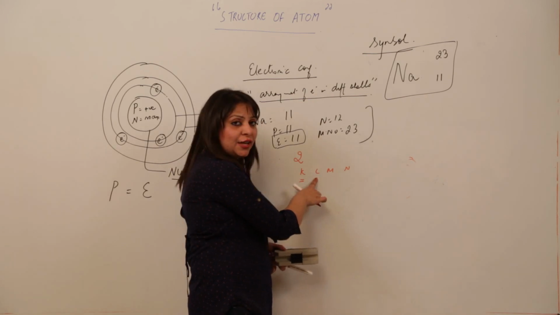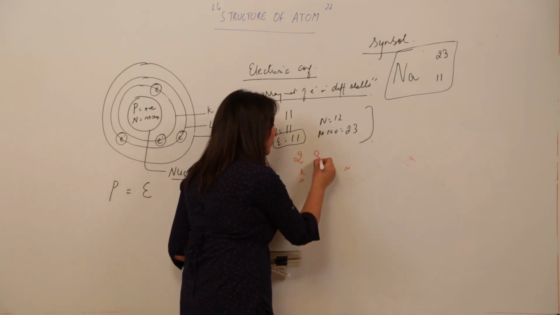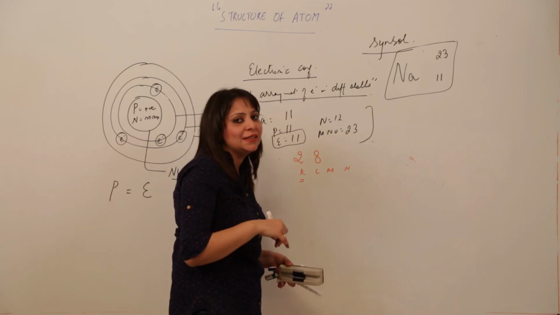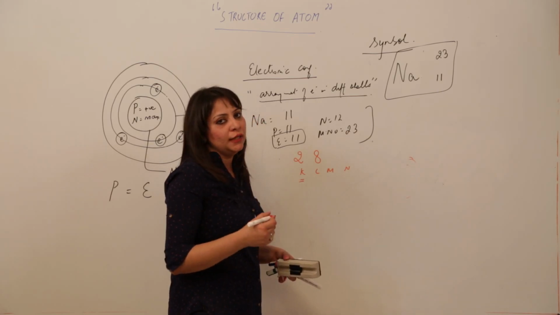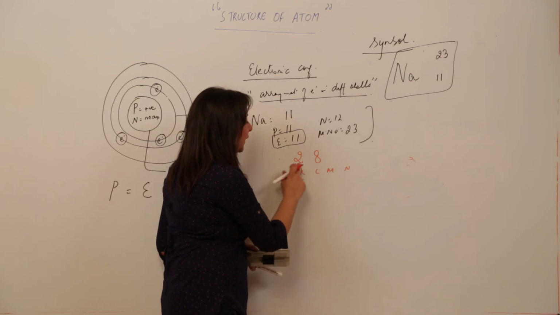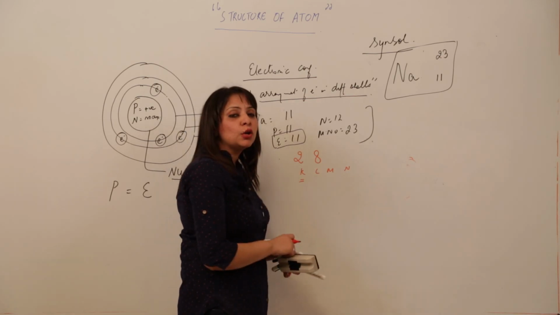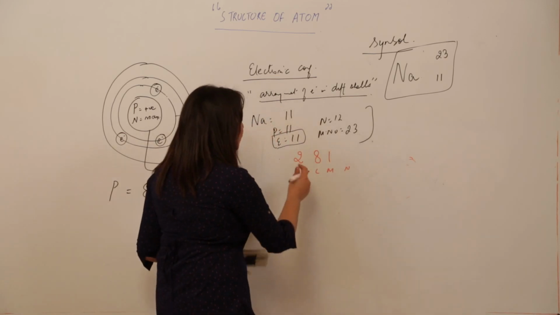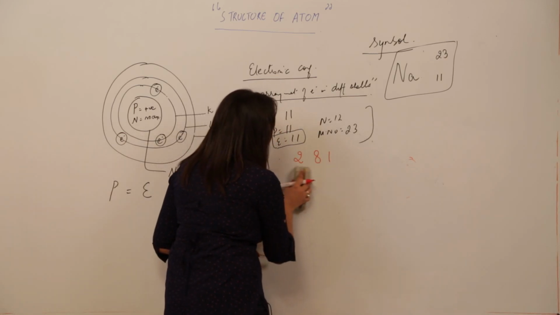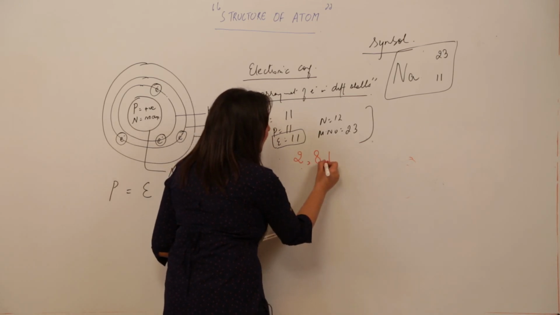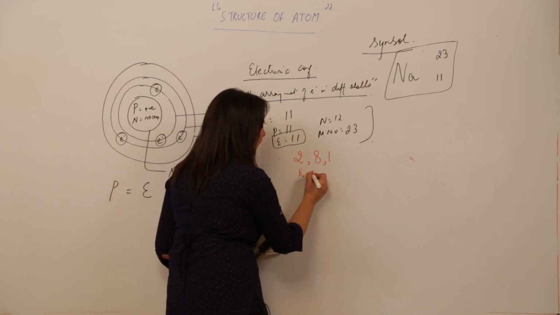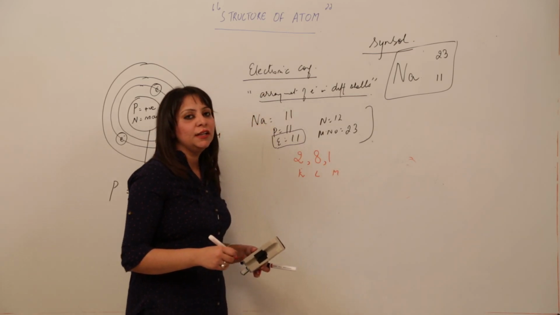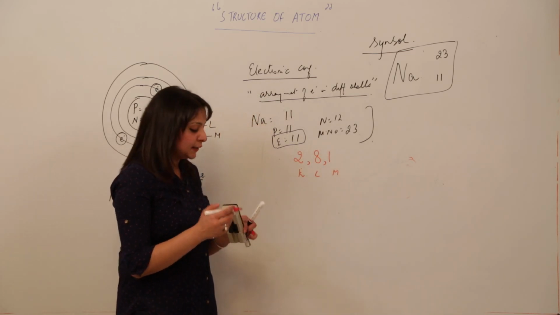So we know the second shell can accommodate a maximum of 8 electrons. We cannot fill more than 8, it can be less than 8 or 8 but cannot be more than 8. Now the total number of electrons placed is 10. How many electrons are left? 1. That we will put in M. So this is the electronic configuration for sodium. You have to put commas in between, indicating that this is in the K shell, this is in the L shell and this is in the M shell.